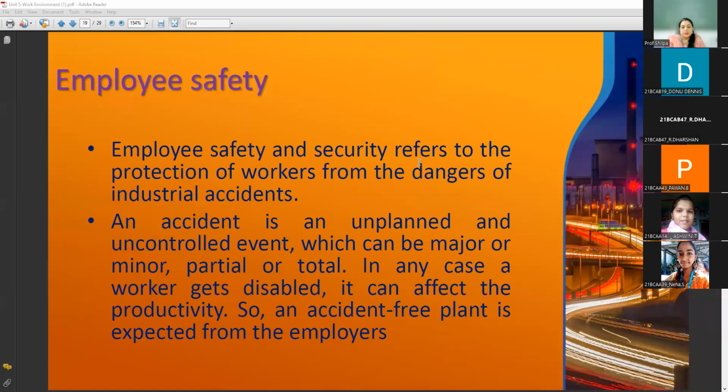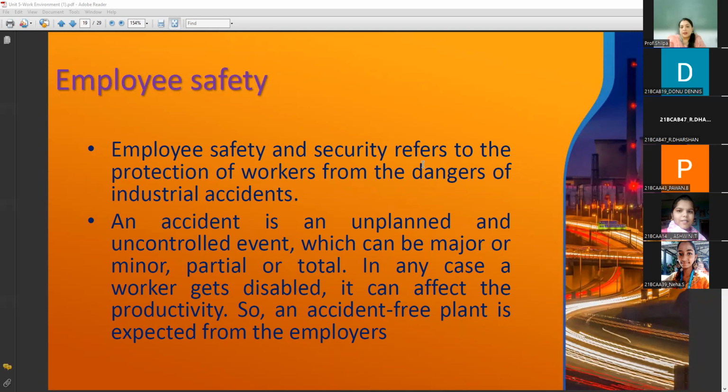Then we have another important aspect here, which speaks about employee safety. What is employee safety? Employee safety and security here refers to the protection of workers from the dangers of industrial accidents. Just now we learned what an industrial accident is. So employee safety is providing the employees and workers safety and security, and giving protection to the workers from the danger of accidents.